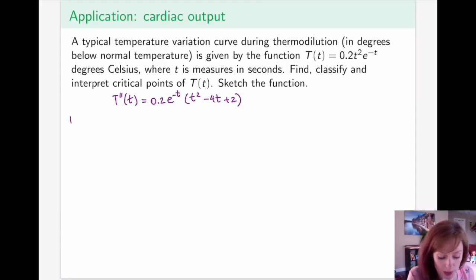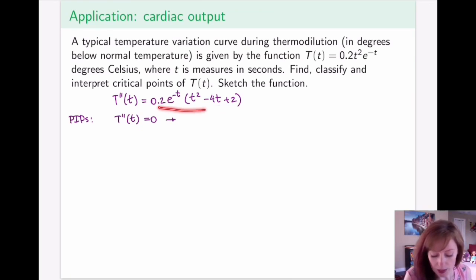So our potential inflection points are going to be when the second derivative is either equal to 0 or does not exist. Once again, going through this, the second derivative being 0 means one of the factors has to be 0. 0.2 is never 0. E to the negative t, once again, is never actually 0 or negative, which means that we only need to solve for this quadratic to be 0.